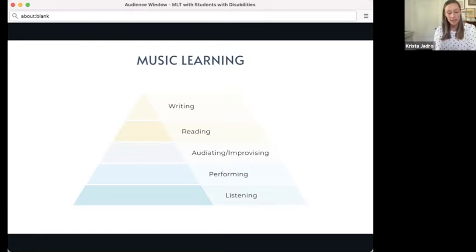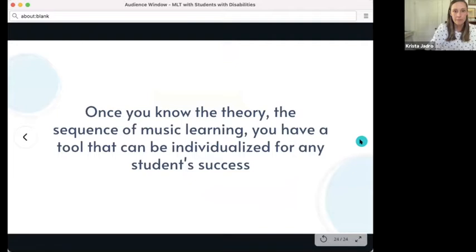And one of the things, I'll say it again, that I love about music learning theory is that you can individualize instruction. So if you have a group of 25 students, or 5 students, at all different levels, you can individualize instruction within activities. And once you know the theory and the sequence, you have a tool to teach music learning that can be individualized for any student's success.